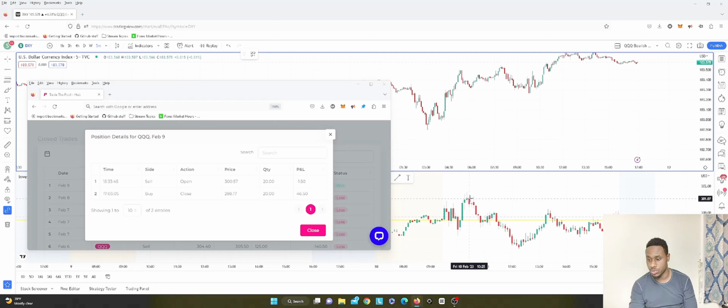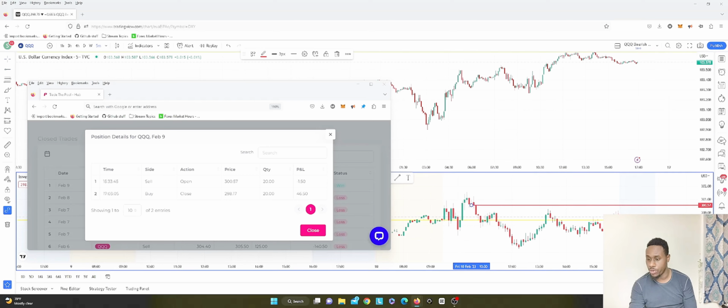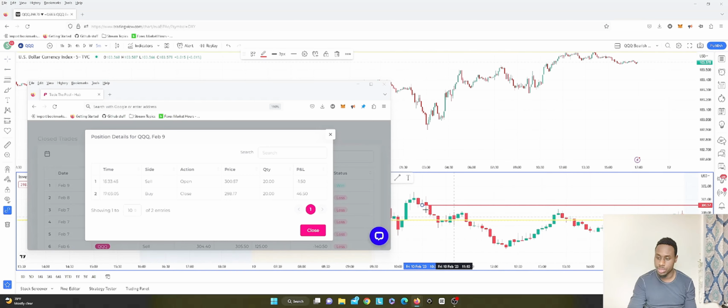So this was right around here, 10:33 at 357. Perfect, 357. So I entered right there and then I closed it out at 12:03. I'm going to mark these levels on the dollar as well, since it's one trade and we have more time to work with. So I closed it at 298.17, and I want to see if the dollar reflects this move.